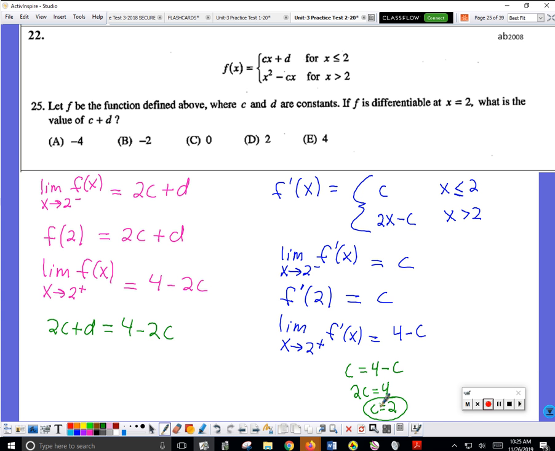Question. Now what? Let's go, Ashley. Since we know that C equals 2, can we plug it into the other equation, 2C plus D equals 4 minus 2C, and solve for D? There we go. How many knew it? 2 points for Ashley.